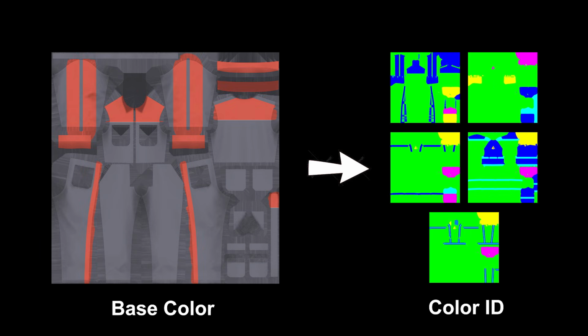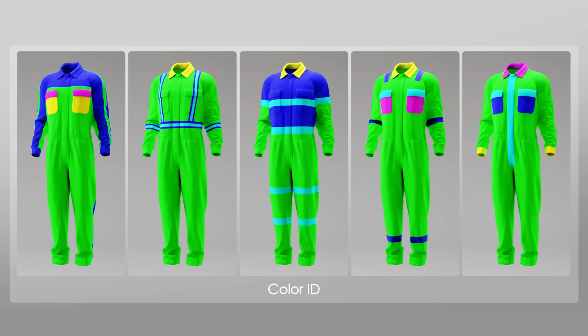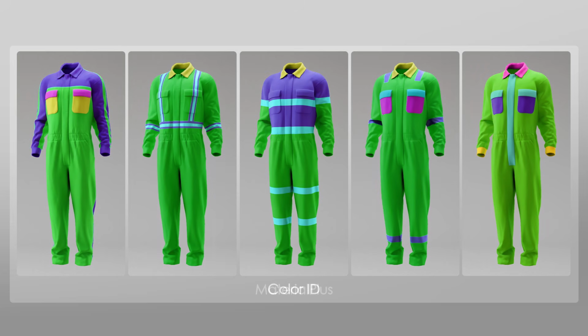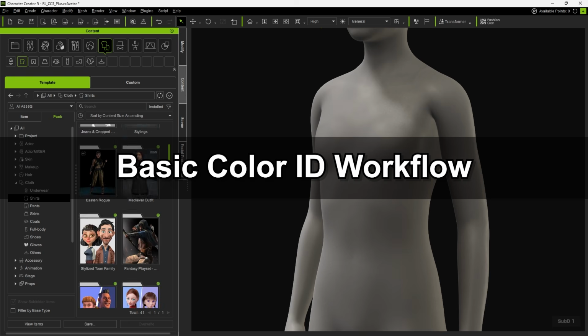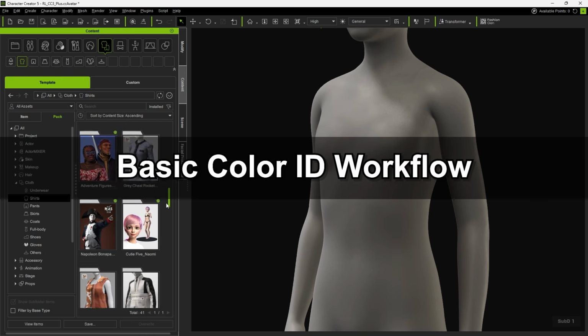A color ID map is created based on the garment's base color and is divided into many color regions. These regions allow you to quickly apply different colors and materials. You can efficiently create garments with a wide variety of styles and looks. First, let's go over the basic color ID workflow.